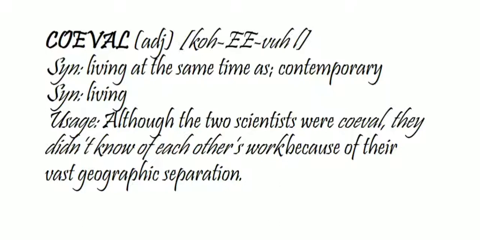So here we use a transition word, although. While using the transition although, the two clauses have exactly opposite meanings, which we can see here, right? So the two scientists were contemporary. They were working at the same time, but they did not know about each other's work because of their vast geographic separation, their geographic location.